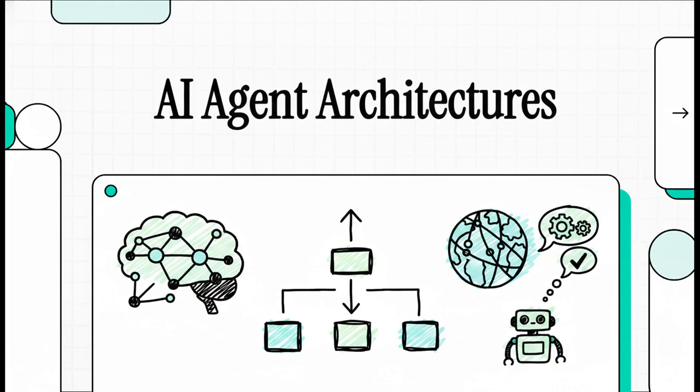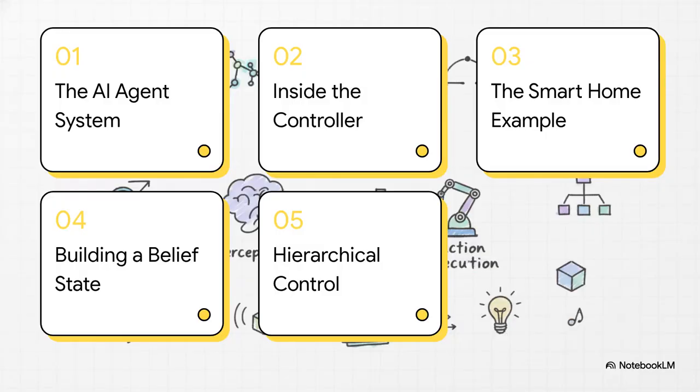Well, we're going to demystify the internal architecture of these agents, mapping out how they go from simple, basic reactions all the way up to complex, layered intelligence. Okay, let's dive into this. Here's a quick roadmap of where we're headed today. We'll start with the AI agent system, move into inside the controller, check out a smart home example, talk about building a belief state, and finally scale it all up with hierarchical control.